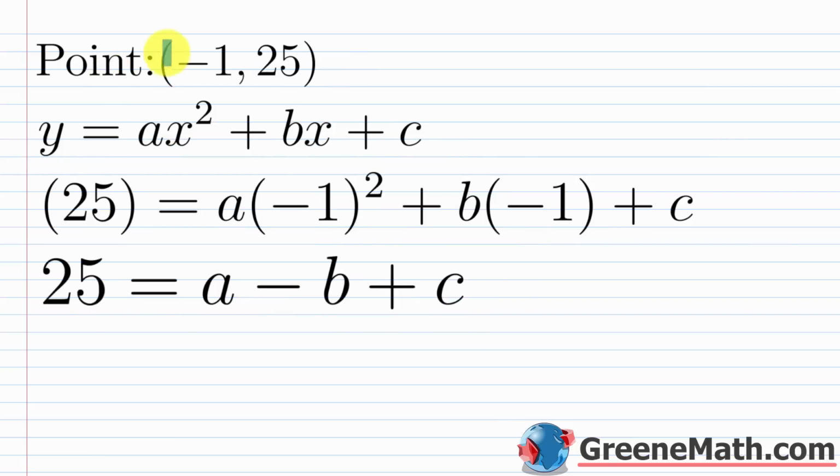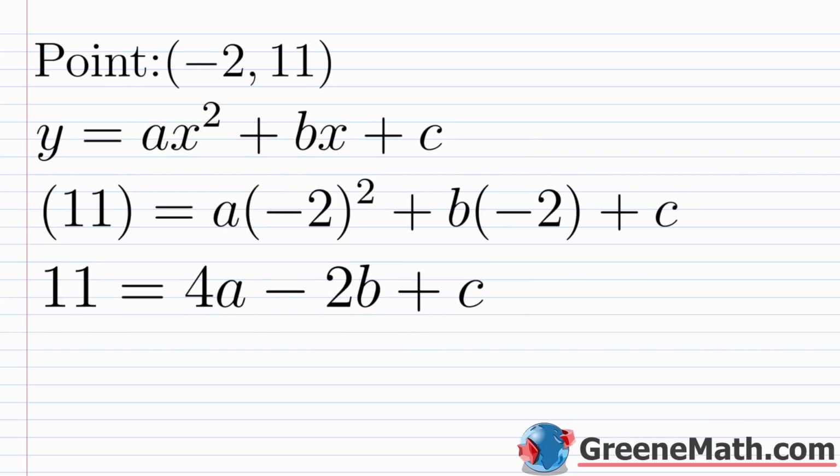So now we're given a point that is -1, 25. So the y value here is 25. So that's going to go right here. Again, just matching it up with the model. And then the x value here is -1. So again, matching that up with this model, it's going right there and right there. So that corresponds to this right here and then this right here. So if you simplify, you're going to get 25 equals a minus b plus c. So this is the second equation of the system.